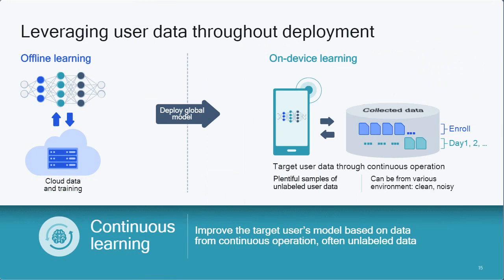Now we can take this a step further in local adaptation, where instead of looking at just a few examples, we can try to collect data over a longer period. So on the right, what's changed is that now we may have multiple days of data and more plentiful samples. The drawback, though, or the challenge, is that the samples themselves may not be labeled as well as an enrollment. And they may also be a little bit noisier than the ideal user-collected data. So in continuous learning, the goal is to be able to improve the target user's model in continuous operation with this unlabeled data.